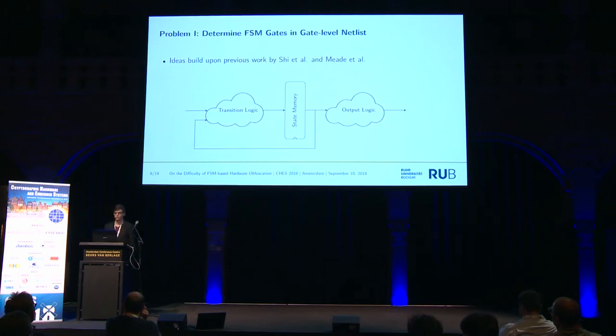When you want to reverse engineer FSM gates, it has some properties. Below is a general model of a Moore automaton implemented in hardware. In the middle, you have the state memory that stores the current state. Together with the input and the transition logic, it realizes the state transition function. Of course, there's also some output logic to steer some complex data path, for example, some CPU data path or some AES or whatsoever.